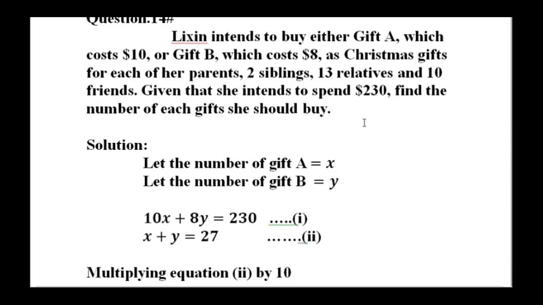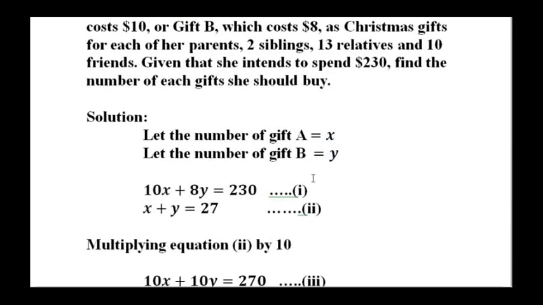So, to find the number of each gift she should buy within the amount of $230, let the number of gift A be x and the number of gift B be y. Since the cost of gift A is $10 and the cost of gift B is $8, and the total amount she wants to spend is $230, we can write the equation 10x plus 8y equals 230.